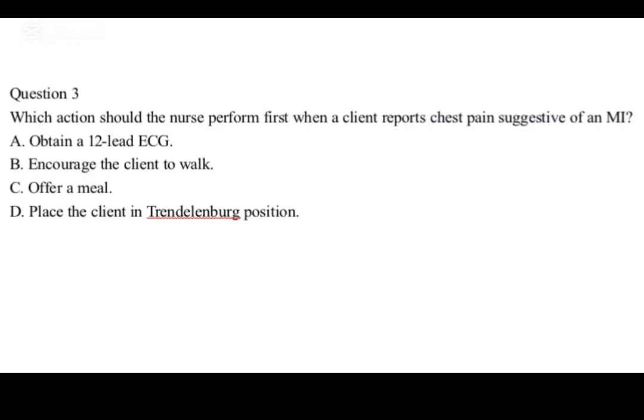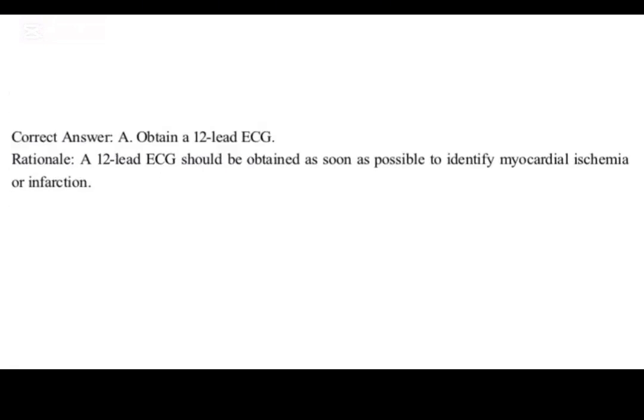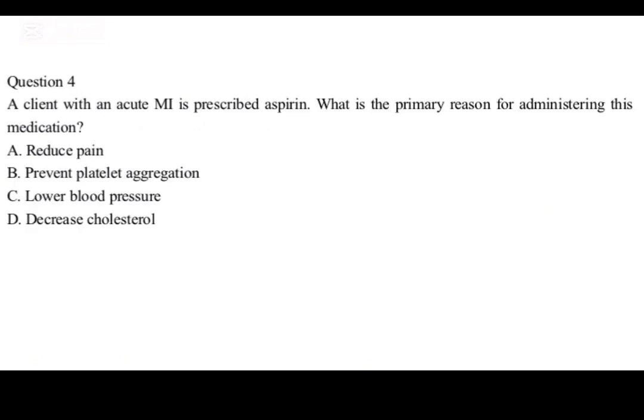Question 3. Which action should the nurse perform first when a client reports chest pain suggestive of an MI? A. Obtain a 12-lead ECG. B. Encourage the client to walk. C. Offer a meal. D. Place the client in Trendelenburg position. Correct answer, A. Obtain a 12-lead ECG. Rationale: a 12-lead ECG should be obtained as soon as possible to identify myocardial ischemia or infarction.